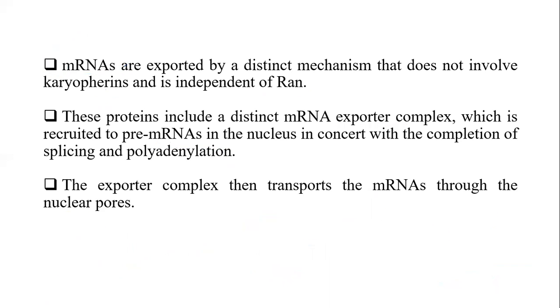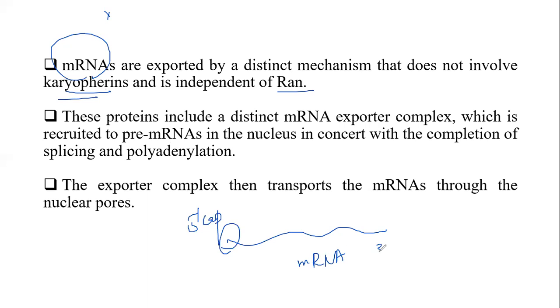What we have discussed is that in the case of the other RNAs and tRNAs, you need the karyopherin proteins like importins and exportins, right? But in the case of the mRNAs, it is not required. We also don't need RAN GTP. In the mRNA, we have the 5' cap as well as the 3' poly A tail, correct? This poly A tail is bound with your poly A binding proteins. Along with this, we have certain extra proteins which help in the transport of the mRNA through the nuclear pores into the cytoplasm. Okay.